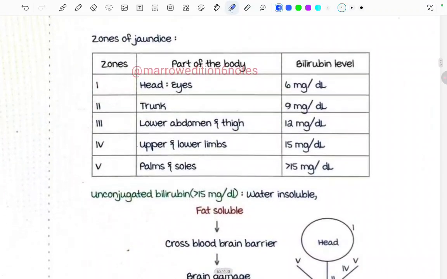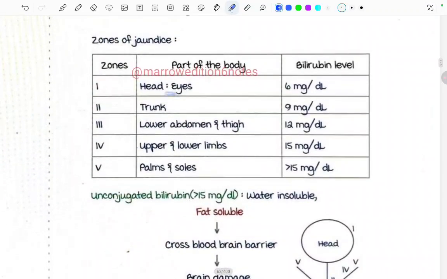So these are the zones of jaundice. In the head and eyes, a bilirubin level of 6 mg per dL will be visible. In the trunk, it will reach if the bilirubin level is 9. Lower abdomen and thighs if the bilirubin level is 12. Upper and lower limbs if it is 15, and if it is more than 15, then it will be visible in the palms and soles also.